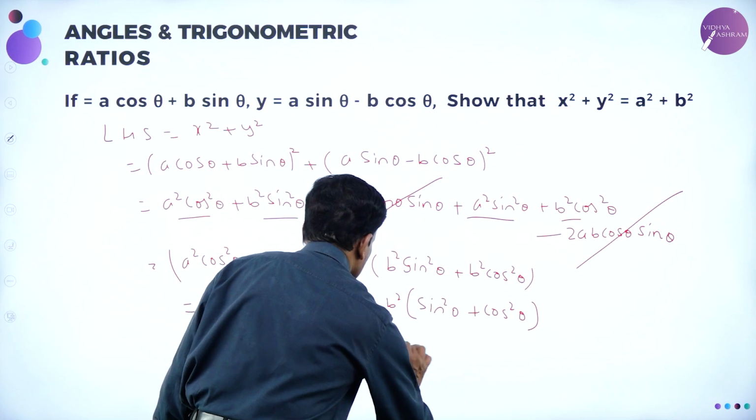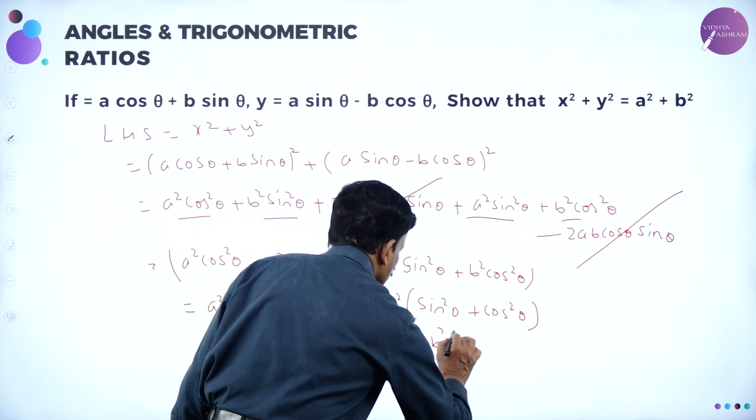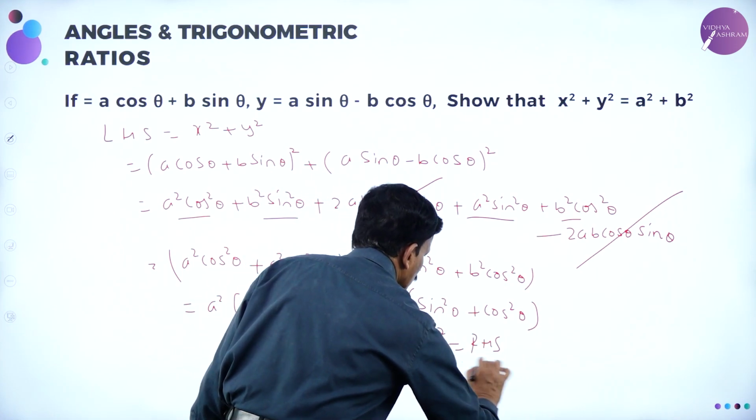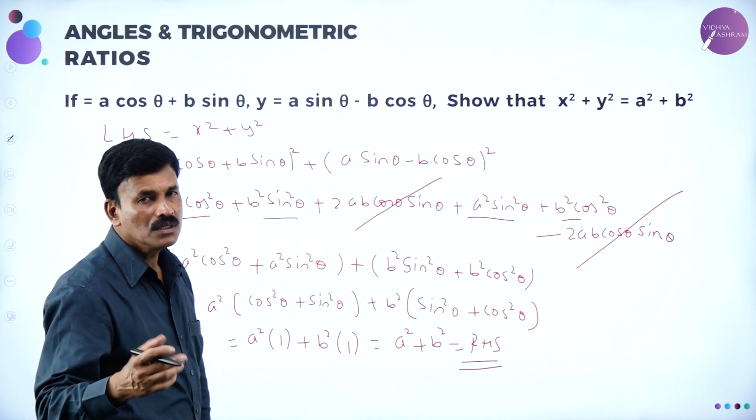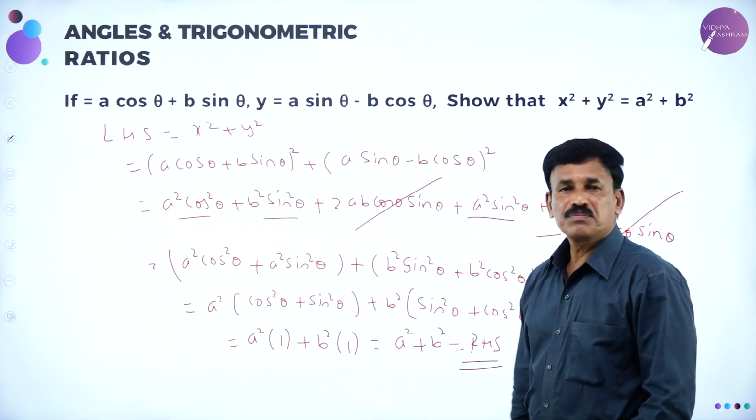So, a square into 1 is a square, b square into 1 is b square, which is the required answer: a square plus b square. That is it. Hope you followed. Very simple problem as that of the previous one.